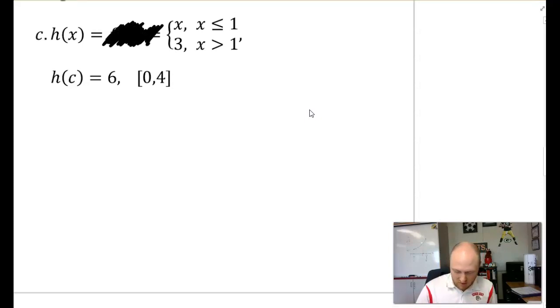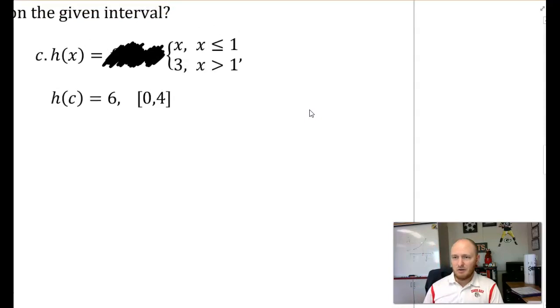Hopefully by this time I will have corrected that. And it should just say h of x. All right, I have a piecewise function. H of x is equal to x for all x values less than or equal to 1, and 3 for all x values greater than or equal to 1.